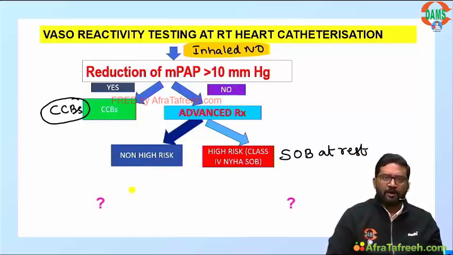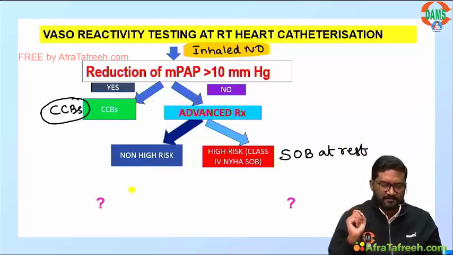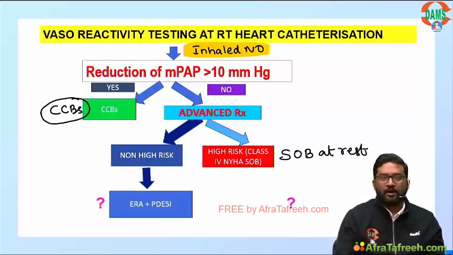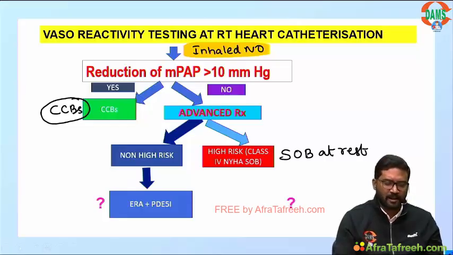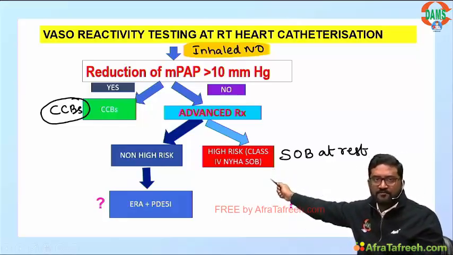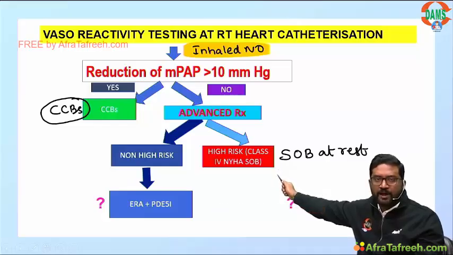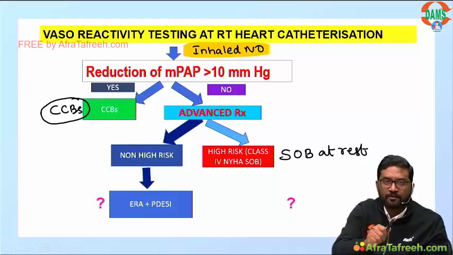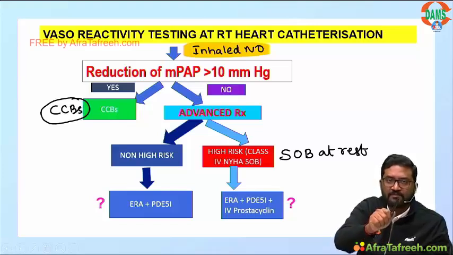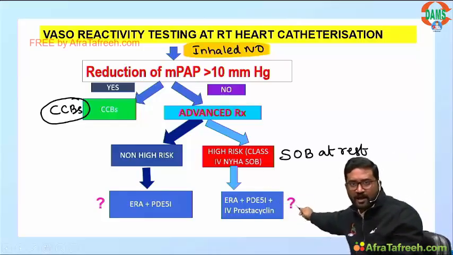Now if it is non-high risk, tablets will be sufficient. What is the most important tablet? It is ERA, endothelin receptor antagonist, such as bosentan. Or you can also add a PDE5 inhibitor such as sildenafil or tadalafil. Now if this patient belongs to high risk, a bad situation, along with tablets, what else will you give? Injections. What is the injectable treatment for pulmonary hypertension? It is epoprostenol. That is nothing but IV prostacyclin.